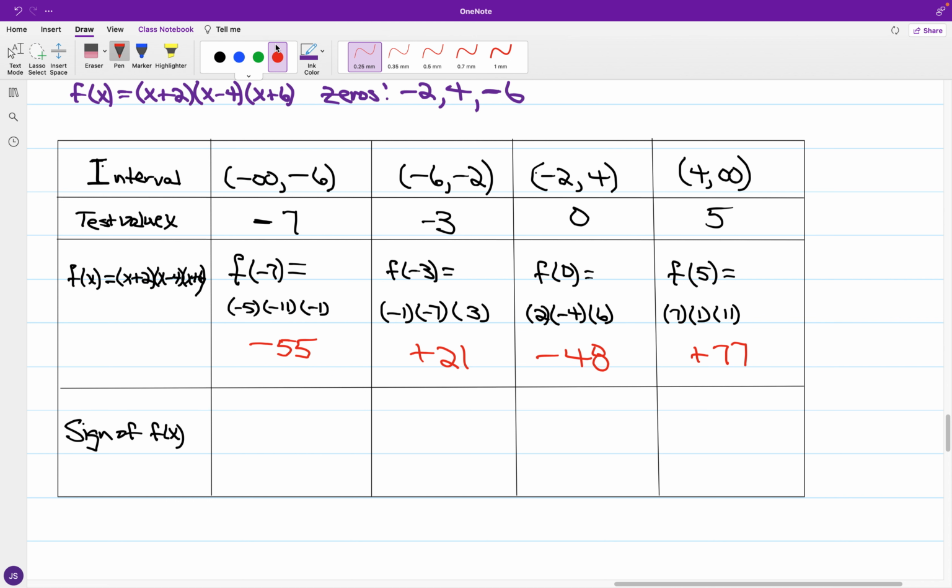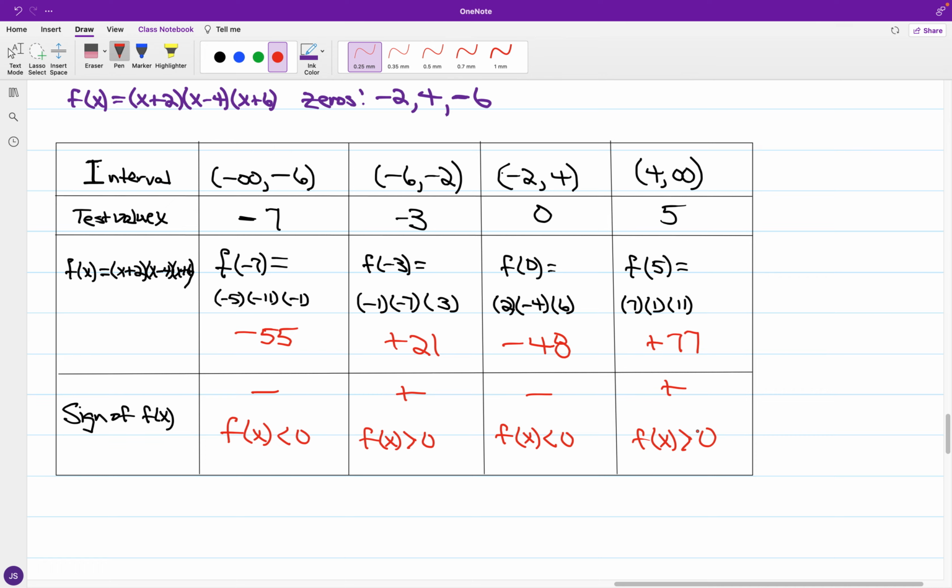And for the sign of f of x, for any value less than negative 6 selected for the input, the output is going to be negative. So we have f of x is less than 0. For the next section, we have a positive output, so f of x is greater than 0. Next, we have a negative output. And in the last case, we have a positive output, so f of x is greater than 0.